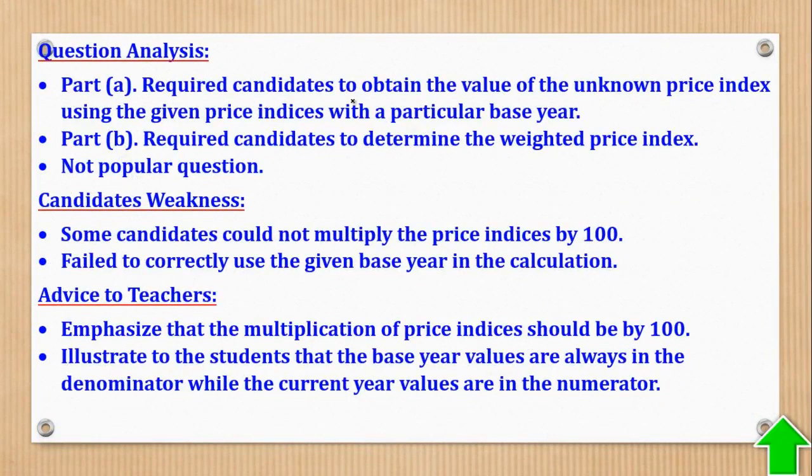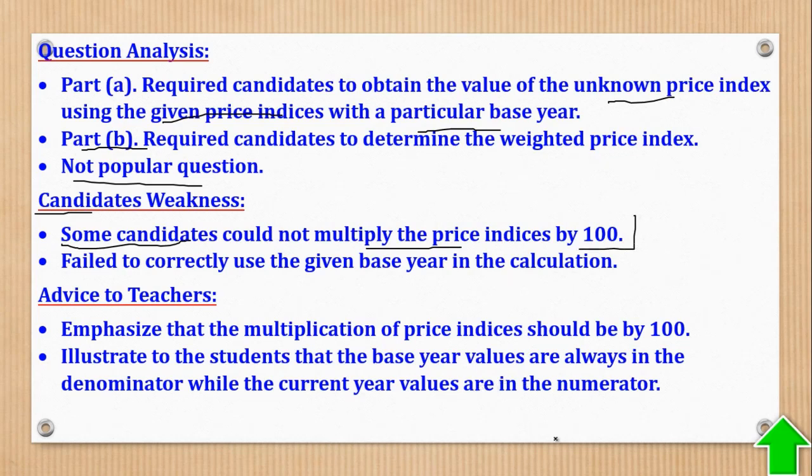So part A required candidates to obtain the value of the unknown price index using the given price indices with a particular base year. And part B required candidates to determine the weighted price index. The question was not popular. Not popular means it appears less frequently in the previous years. And the weakness is that some candidates could not multiply the price indices by 100. So this is what I told you.